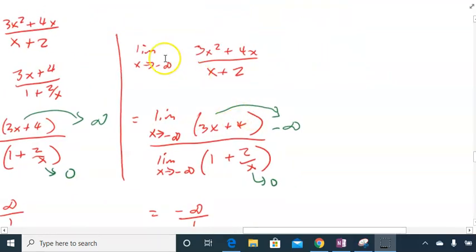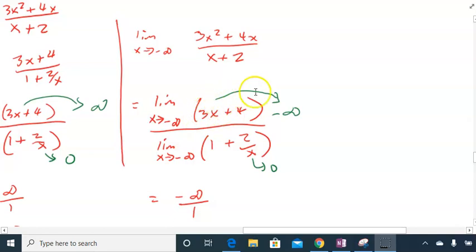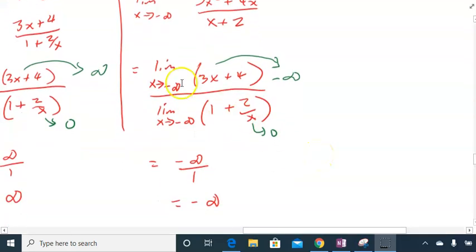On the left side, the limit as x approaches negative infinity of 3x squared plus 4x over x plus 2. The algebra is the same, except that we differ when it comes to what values we are using for x. And since we're using negative values, your 3x will be approaching negative infinity. 1 is still just 1, so we have negative infinity over 1. And finally, our answer is negative infinity. So that's the behavior at infinity.